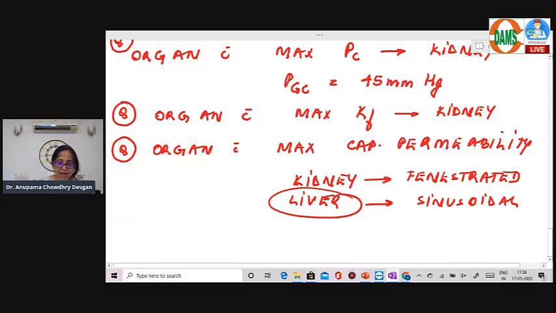So the organ with maximum capillary permeability will be the liver, but maximum Kf is going to be the kidney, because Kf is permeability and surface area, right? So these are three important questions. PGC, GC is glomerular capillaries. Hydrostatic pressure in glomerular capillaries. GC is glomerular capillary. Glomerular capillaries are in the kidney. Okay?